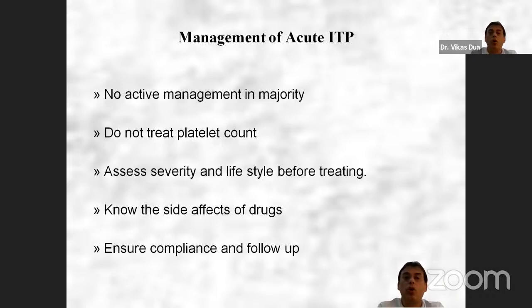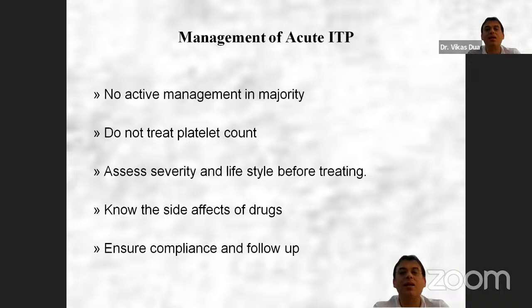Then let's come to management of newly diagnosed ITP. So friends, no active management is required in the majority of cases. The majority of cases of newly diagnosed ITP don't require any therapy. We'll discuss that in detail in a subsequent presentation. But please remember this: do not treat the platelet count. This is a dictum. We are not chasing just the platelet count. We as clinicians, as pediatricians, as pediatric hematologists, are treating the patient and not the platelet count, which is 5,000, 6,000, 8,000.